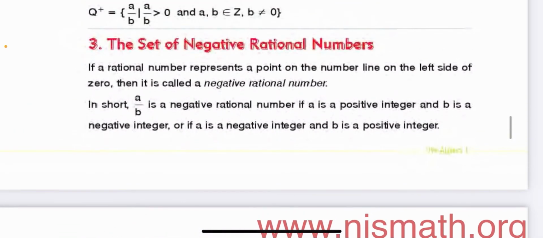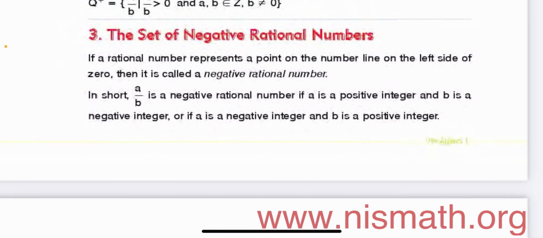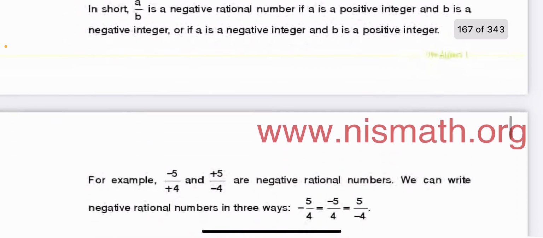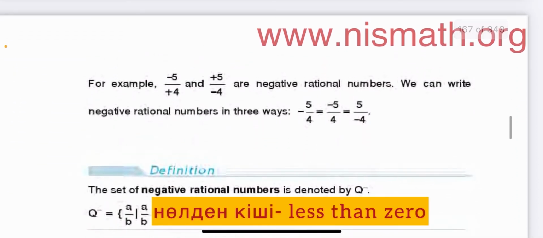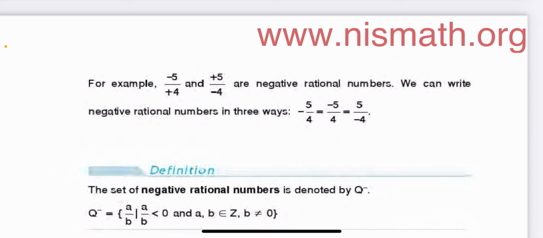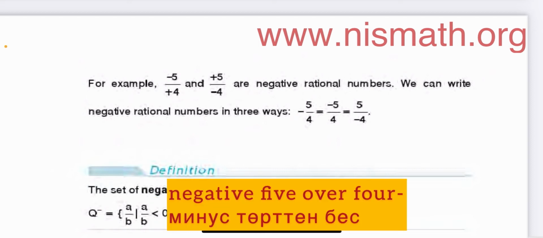We mention that it is a negative number or minus. It is less than 0. For example, minus 5 over 4, or you can say negative 5 over 4.